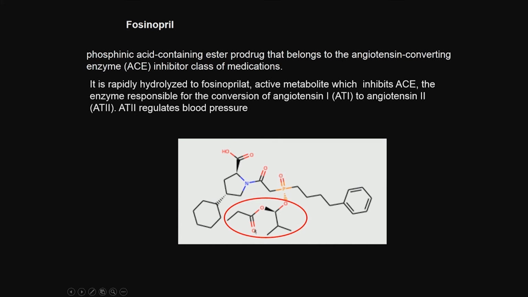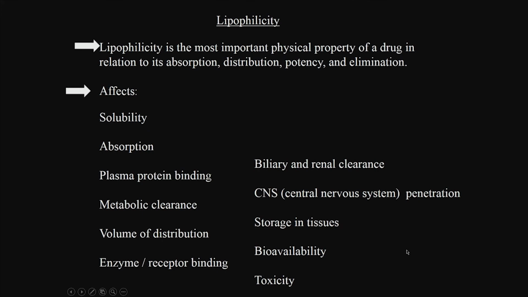AT2 regulates blood pressure. So, we do not want too much of AT2 in the body, and the AT2 is produced by the ACE enzyme, angiotensin converting enzyme. So, these drugs go and bind to ACE and prevent the formation of the AT2, okay. Again this is a prodrug, and as you can see this needs to be broken before the drug becomes active. So, different approaches we can take.